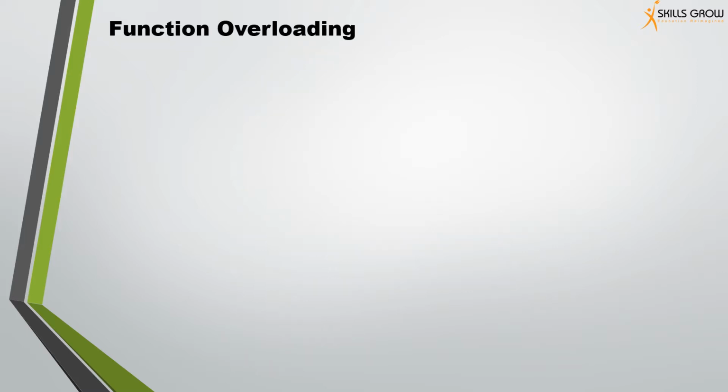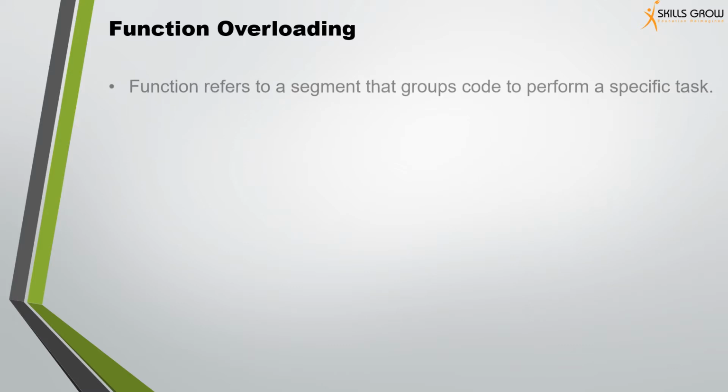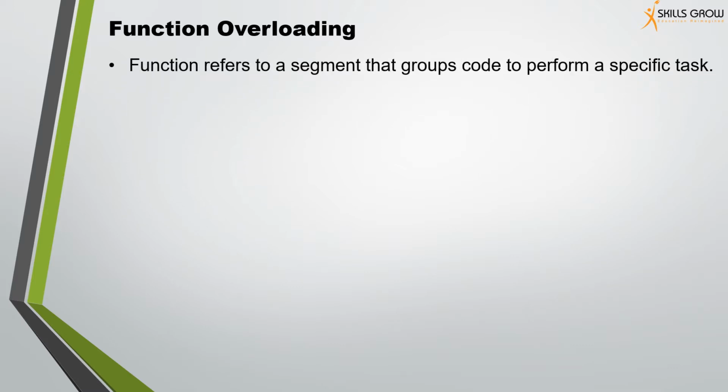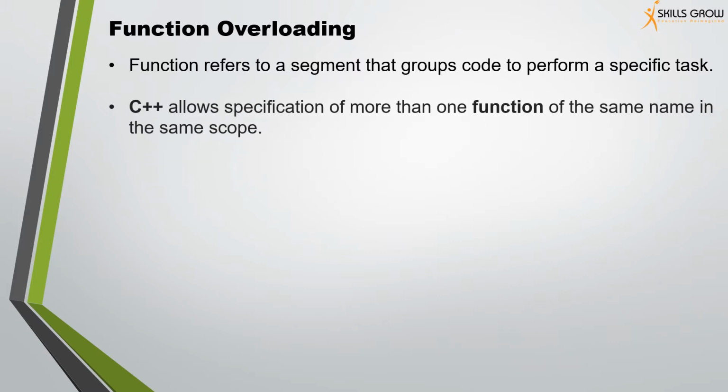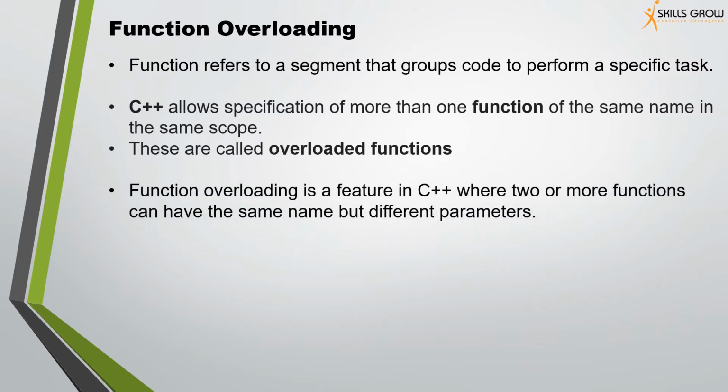Now, let's learn what function overloading is. A function refers to a segment that groups code to perform a specific task. C++ allows more than one function of the same name in the same space. These are called overloaded functions. It is nothing but where two or more functions can have the same name but different parameters.